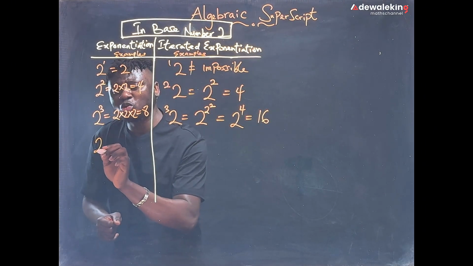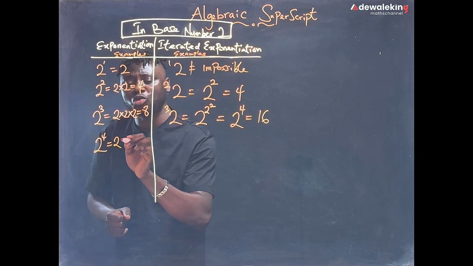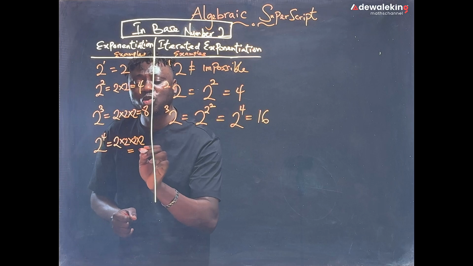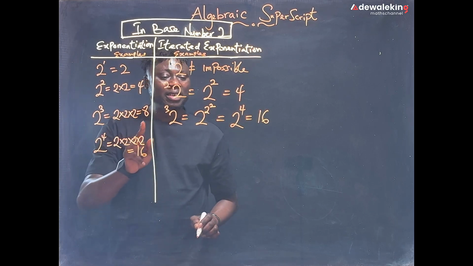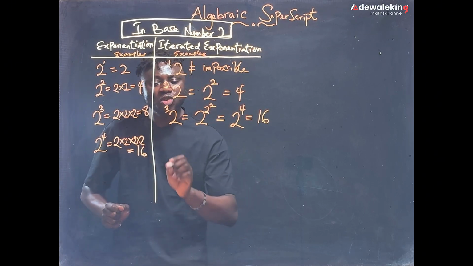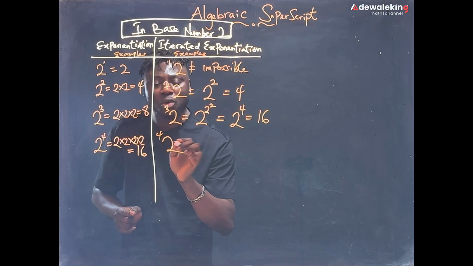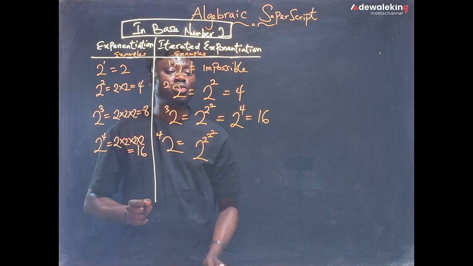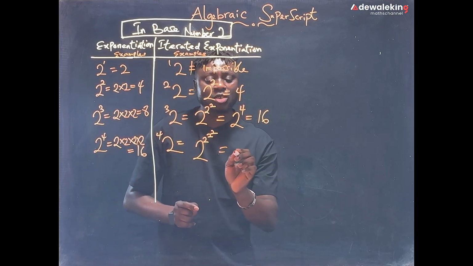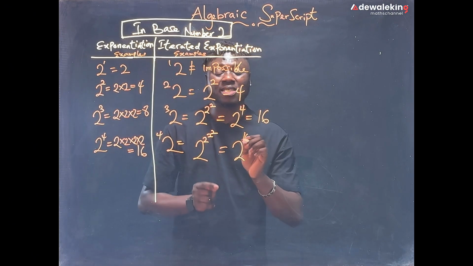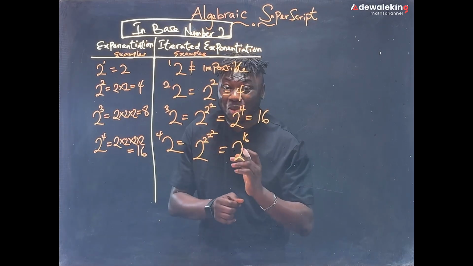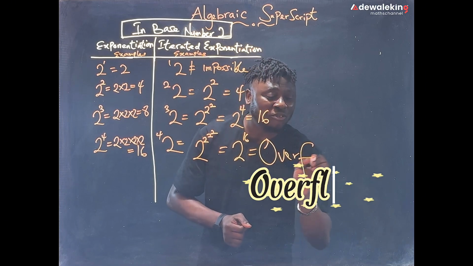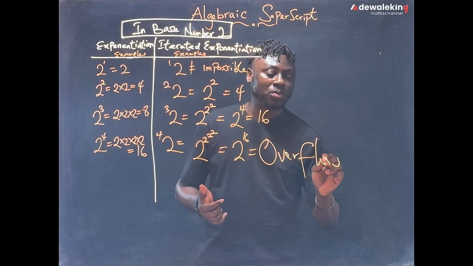So if you have 2 raised to power 4, it will give us 2 times 2 times 2 times 2, which will give us 16. You can see 16, 16 here. So 2 tetration 4 here will give us 2 raised to power 2 raised to power 2 raised to power 2. So here we have 2 raised to power 16. Wow, this number is too big. So this will lead to overflow. It will overflow, definitely.